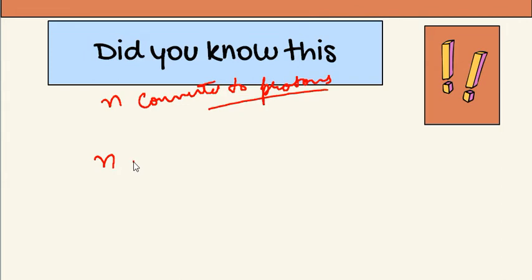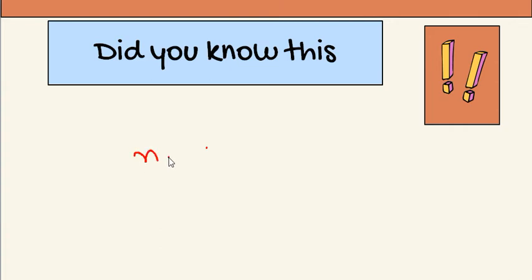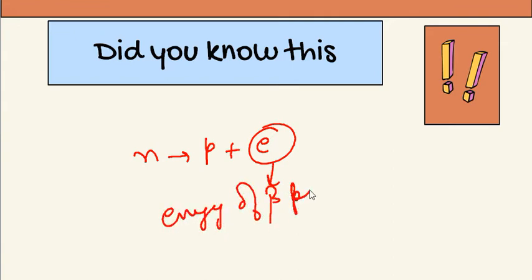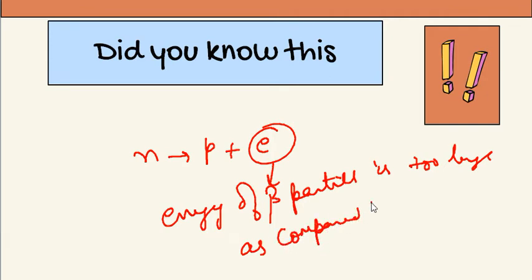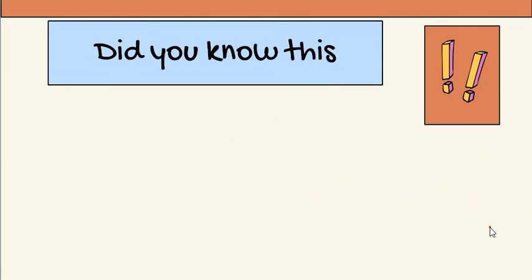So how does this neutron split? This neutron will split up into a proton plus an electron. So why are we naming this electron a beta particle, why are we not naming it an electron? Because the energy of the beta particle is too large as compared to electrons revolving in the nucleus. So we cannot distinguish it as an electron, so we name it with a special name called beta particle.